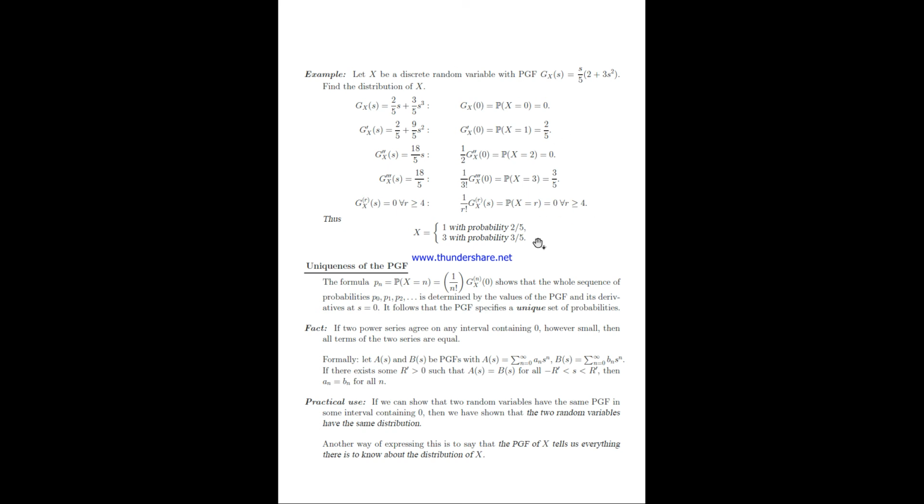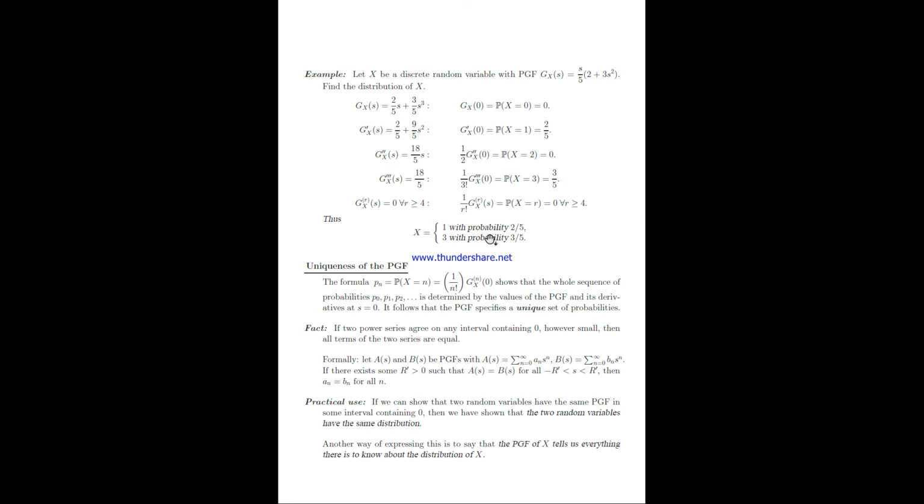So for this discrete random variable, you have two possible values. When x equals 1, the probability is 2/5. When x equals 3, the probability is 3/5. So that is right, because when you add up these two probabilities, it adds up to 1. That is one of the properties of the distribution functions of discrete random variables: all the possible probabilities should add up to 1. We can nicely see that property here.